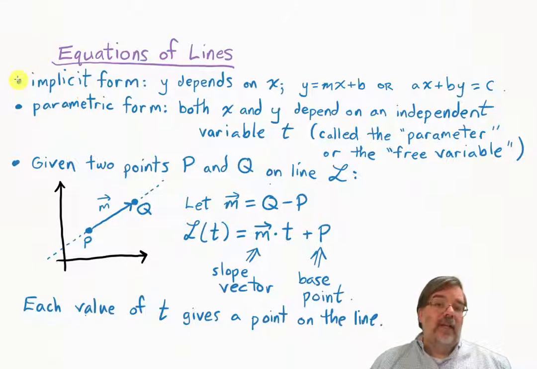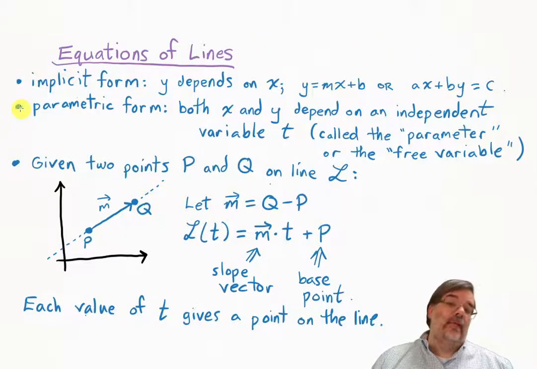Now, the equations of lines you may have seen before are in a form that's called implicit form. Y implicitly depends on x. That means given any x value, you would then find a value for y. Maybe you've seen equations of lines written in the form y equals mx plus b, where m is the slope and b is the y-intercept. Or maybe you've even seen them written in standard form, a times x plus b times y equals c. And those are okay forms for the equation of a line. But I'm going to show you parametric form.